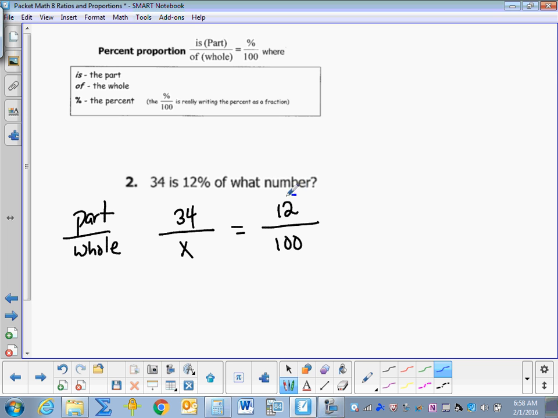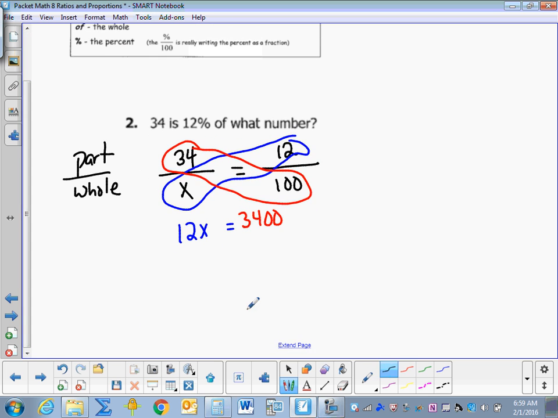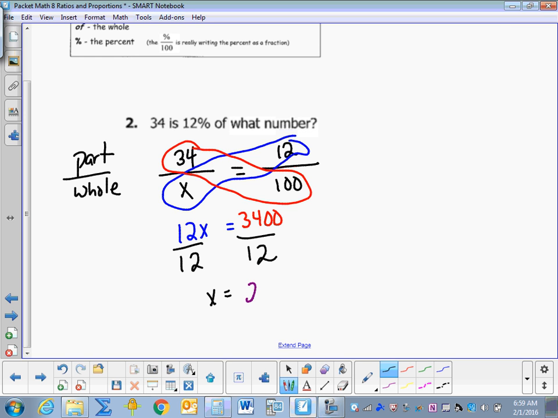So now we're going to cross multiply. 12 times x is 12x. 34 times 100 is 3400. Divide by 12. 3,400 divided by 12 is 283.3 repeating.